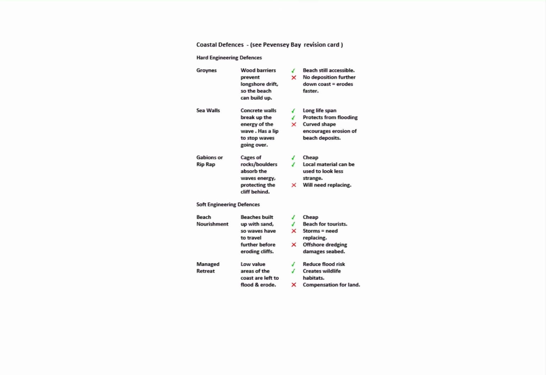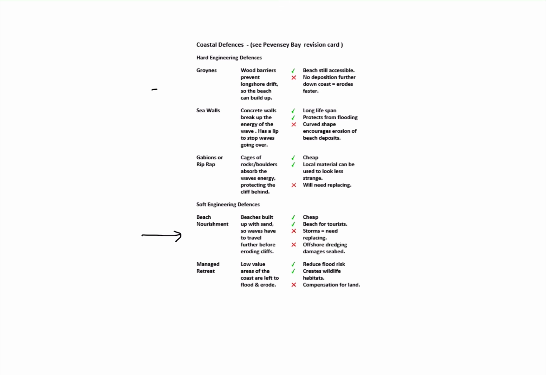Your case study of Pevensey Bay has done a lot of work on beach nourishment. So building beaches up with sand to try and protect the bottom of those cliffs. That's particularly good, it's cheap, looks nice for tourists. However, if you've got a big storm, it's going to need replacing and redoing. So you might argue it's going to cost you a little bit more in the long run.